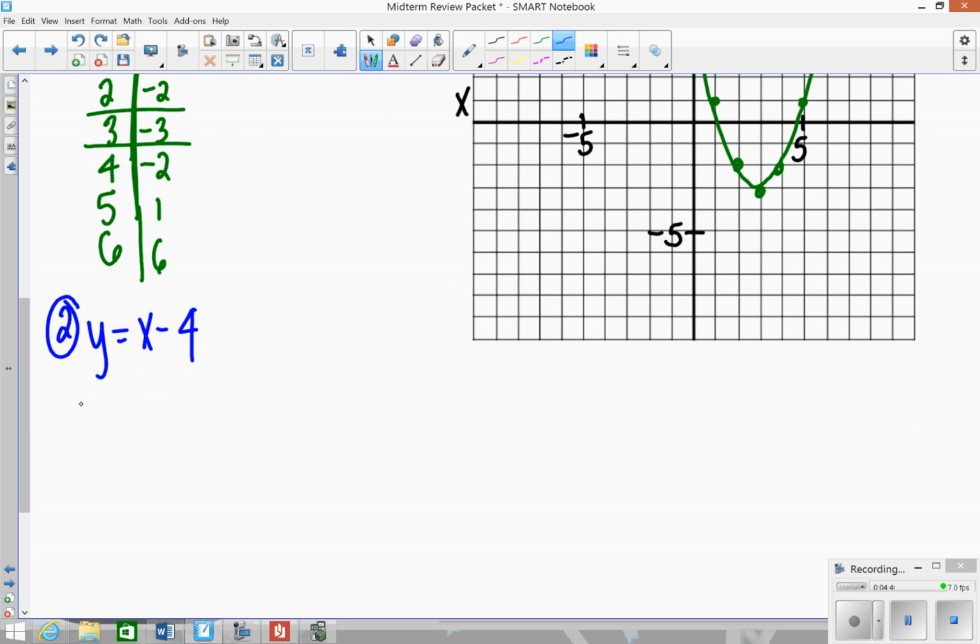And when you graph the line, you can just look at what's the slope. So the slope's 1. So that means it's 1 over 1, which means up 1 to the right 1 since it's positive. Y-intercept's -4.